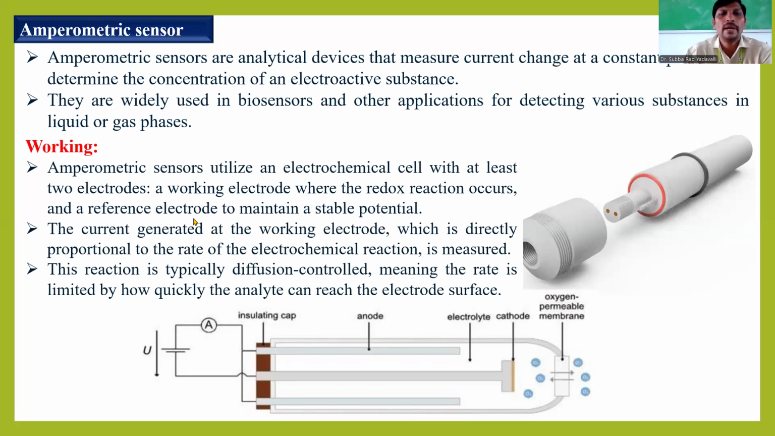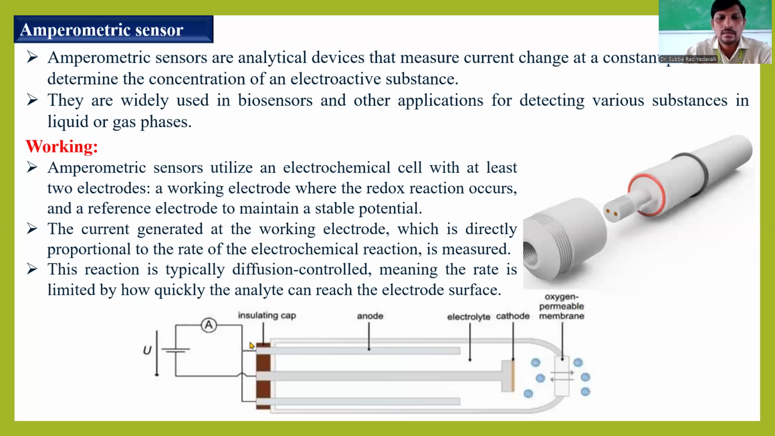This reference electrode maintains the stable electrode potential, and the current generated at the working electrode is directly proportional to the rate of the electrochemical reaction. This reaction is typically diffusion controlled, meaning the rate is limited by how quickly the analyte can reach the electrode surface. So this is the working of the amperometric sensors. Diagrammatically I can explain simply. Here if you see, this is the oxygen permeable membrane. That means it will filter the gases and allow only oxygen into the chamber.